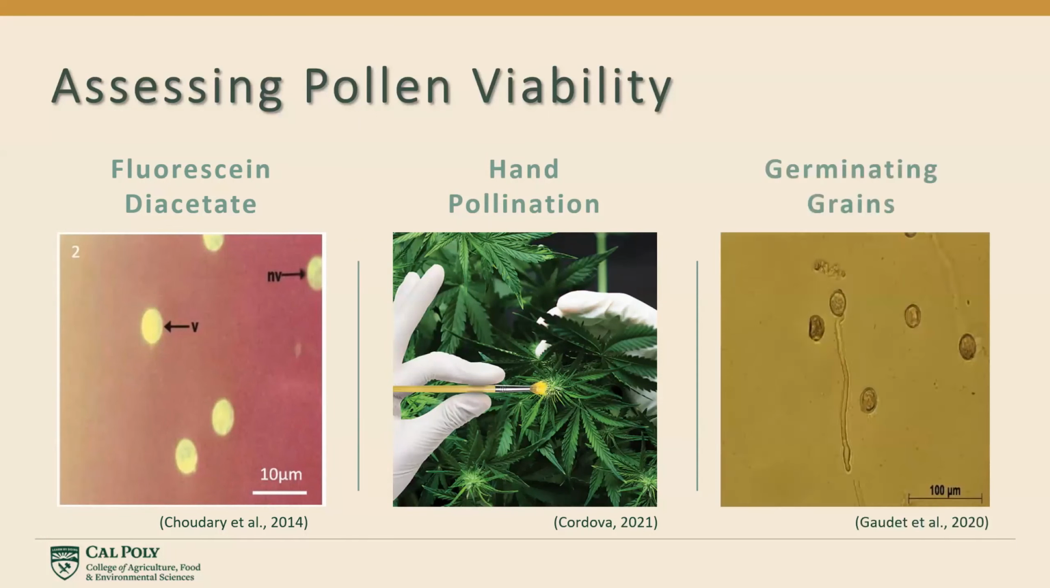Another way to assess pollen viability is to germinate the grains in a germination media. We chose to germinate the pollen grains as the method to assess pollen viability because it was well established in the literature as a common practice. And personally, I think germinating pollen grains is pretty cool.